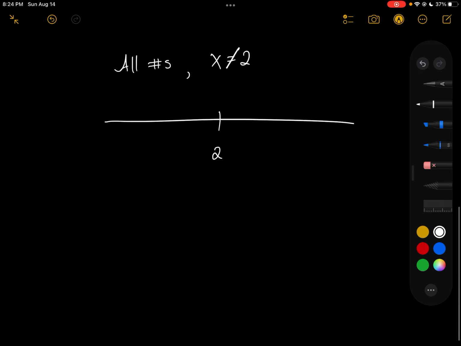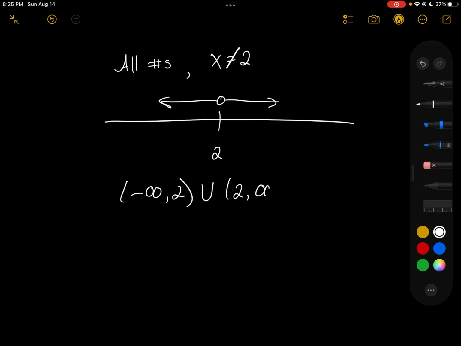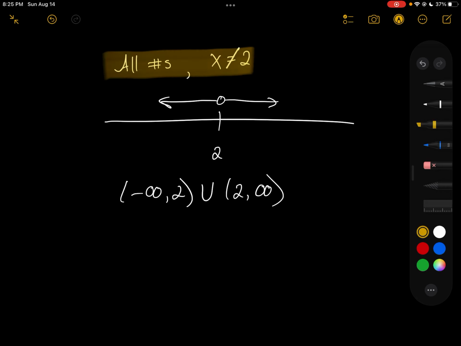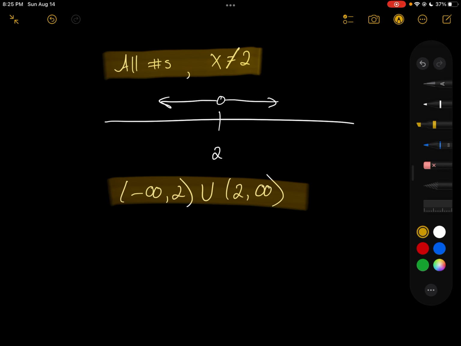If you wanted to write this as an interval, what this would look like is we have a gap at 2, and everything else is fine. So from negative infinity to 2, we have a gap. So remember, gaps, we put unions, and then from 2 to infinity. So as a final answer, you are allowed to write all numbers x is not equal to 2, or you can write interval notation, basically saying it's everything except there's a gap at 2.